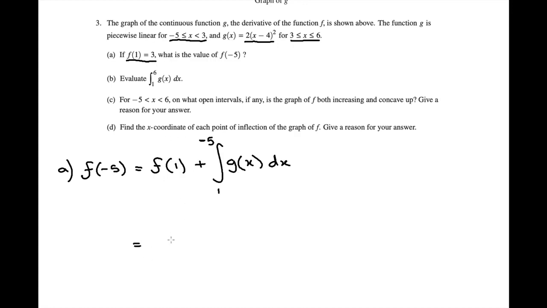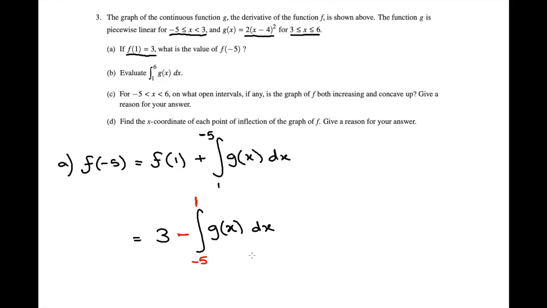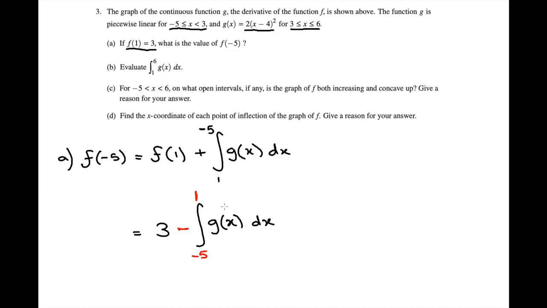So we have f of 1, which we know is 3, right? And then we're going to tag on a negative sign times the integral, not from 1 to -5 anymore, but the integral from -5 to 1, right, of g of x dx. Again, the reason for that is just because I don't like dealing with the bounds like this. It's much easier to work with when they're like this. Okay, let's go ahead and take that integral now.